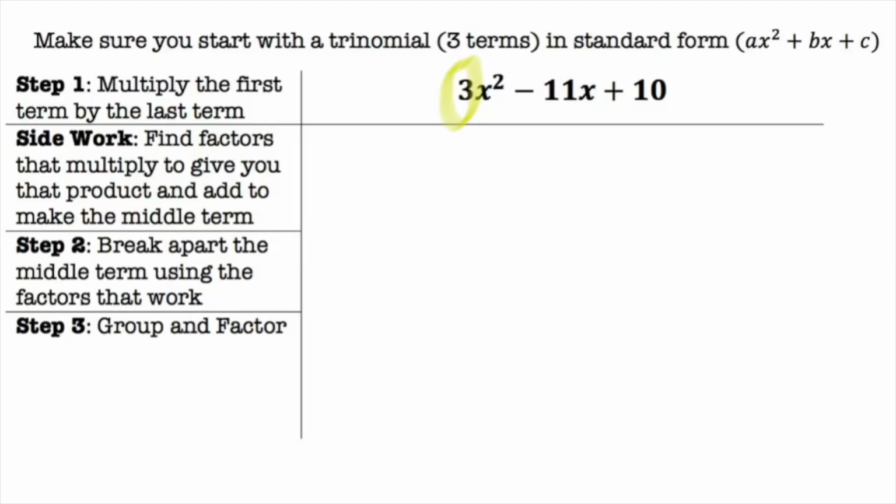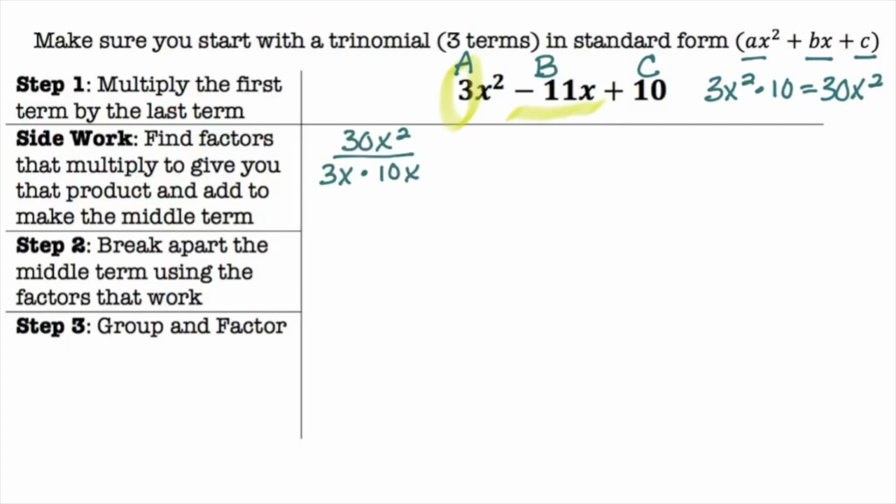So the first step is to multiply the first term by the last term. So you have 3x squared times 10, and you get 30x squared. Then you're going to find all of the factors that multiply to 30x squared, but also add to the b term. Do you see this middle one is the b term, this negative 11x? So we have to list everything that multiplies to 30x squared first. You're just going to make a list underneath 30x squared.